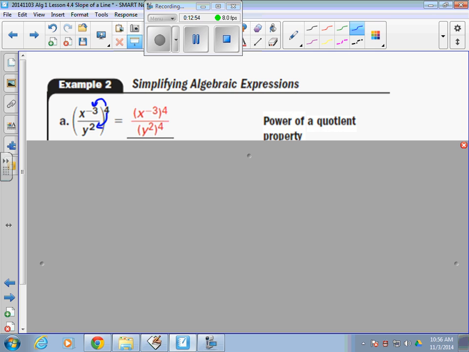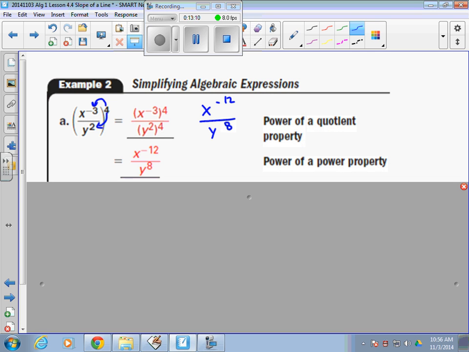This one you simply need to multiply x to the negative third to the fourth because it's a power being raised to a power. What that gives you is x to the negative 12, because a negative times a positive is a negative, over y to the 2 times 4 is y to the 8th. So x to the negative 12 over y to the 8th.